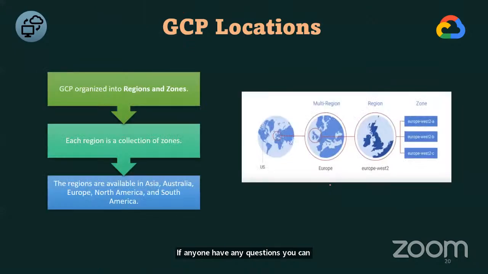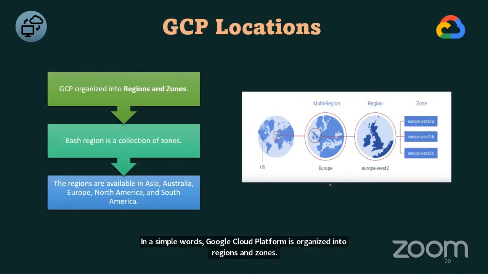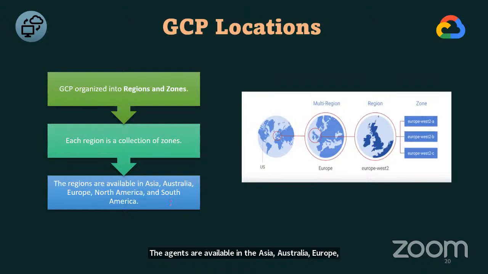In simple words, Google Cloud Platform infrastructure is organized into regions and zones. Each region is a collection of zones. The regions are available in Asia, Australia, Europe, North America, South America. All of these are called locations. Can anyone tell me how many locations we have in total? Please speak up, guys. Total how many locations do we have?